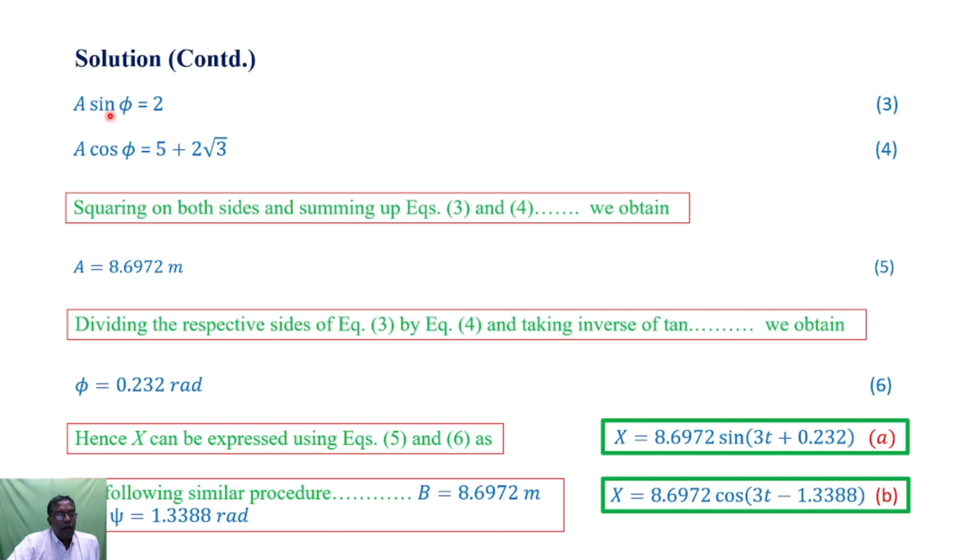By squaring both sides, on the left hand side you will get A square sin square phi and A square cos square phi, and I sum them up, summing up equations 3 and 4. A square sin square phi plus A square cos square phi will give A square, where sin square phi plus cos square phi is equal to 1. Taking A square common outside, sin square phi plus cos square phi is equal to 1, from which by taking the square root of that equation I can obtain A, that is equation 5.